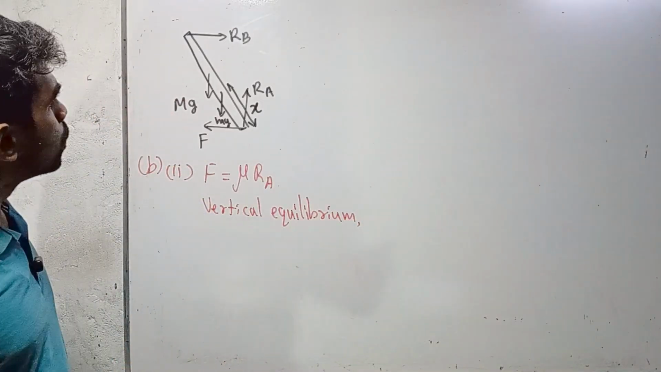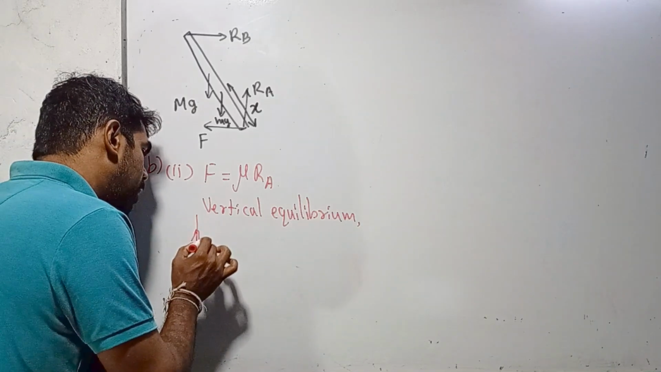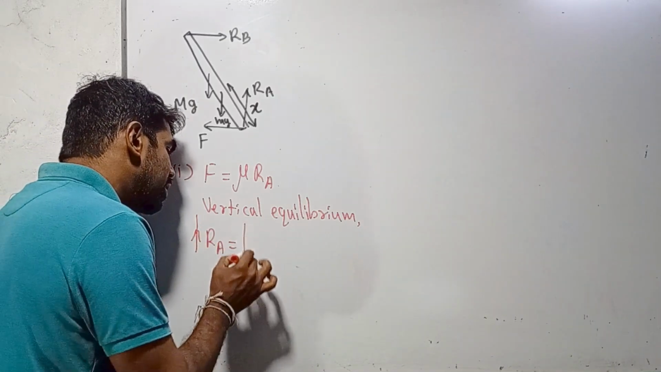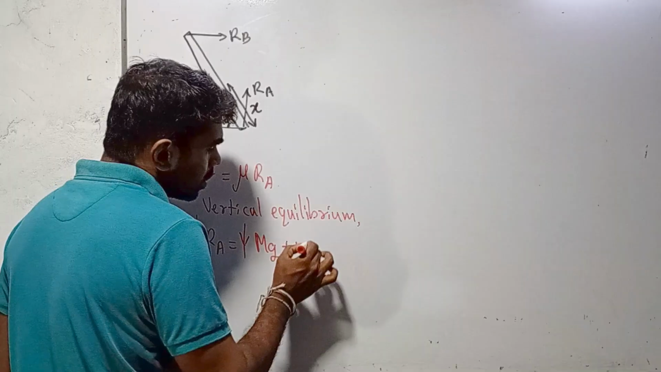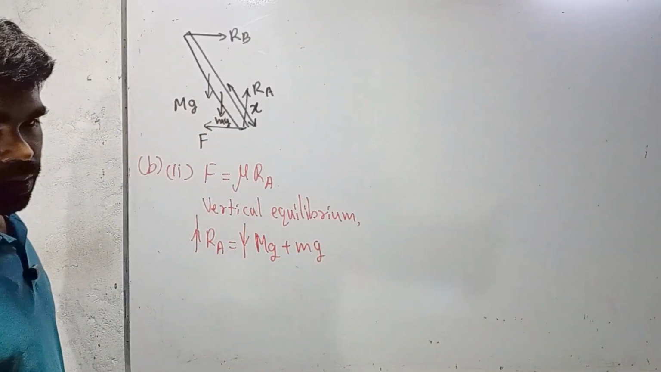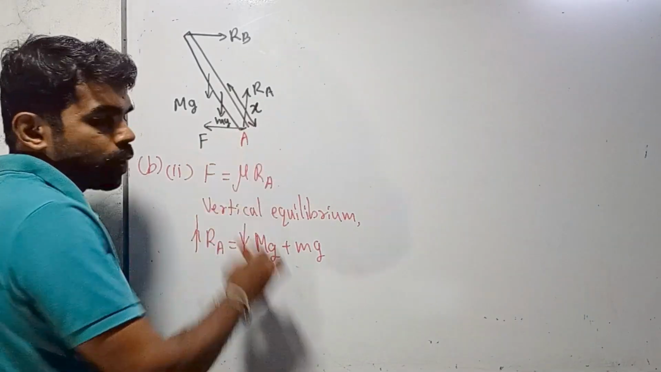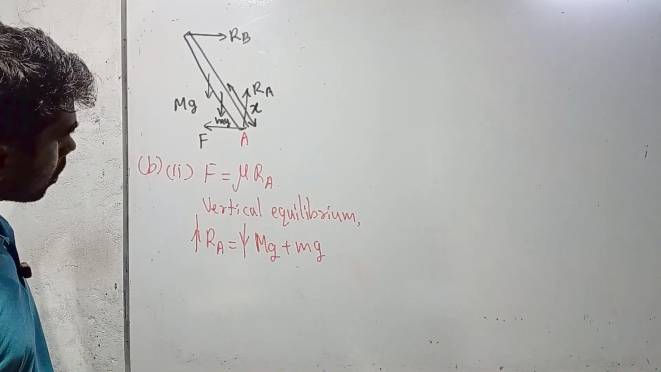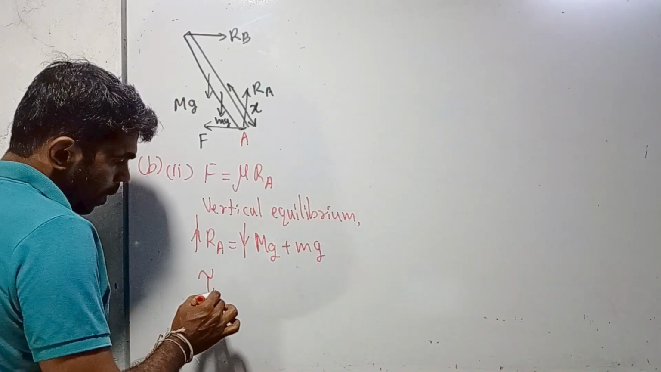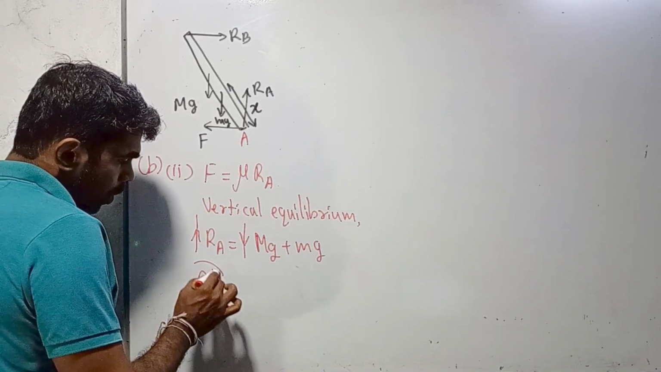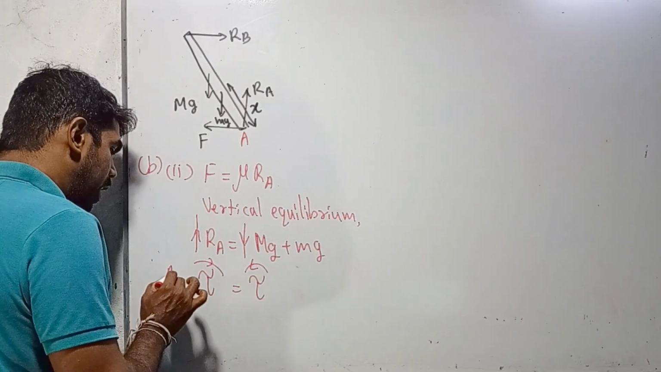There are 2 forces in downward direction and there is only one upward force. We can write upward force Ra should be equal to the sum of downward forces, capital Mg plus simple Mg. Then we can get torque around this point, point A. Clockwise torque should be equal to counterclockwise torque around point A.